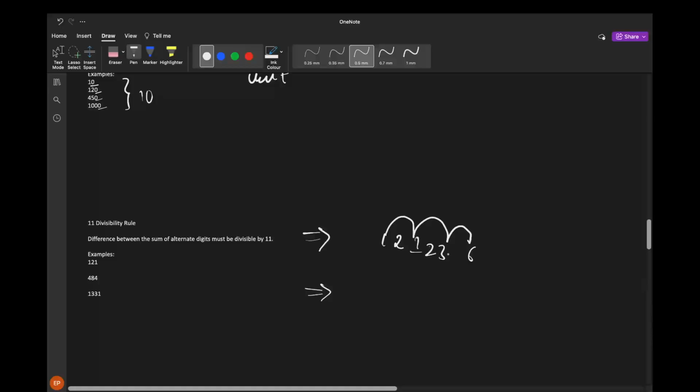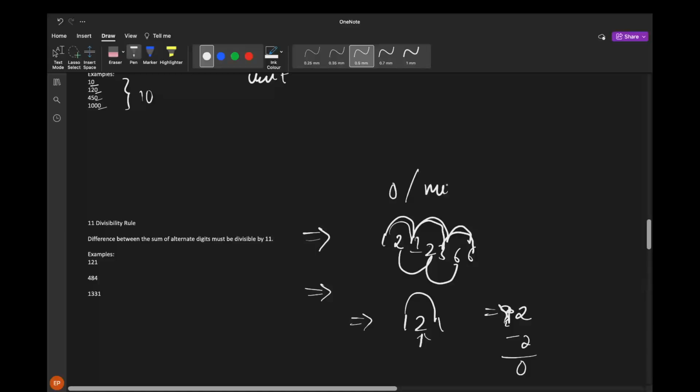Sorry, these are alternate numbers, leaving one number. Like that, if I take 121 as an example, the alternate sum is 2, 1 plus 1, 2, and here we are left with 2. Subtract the two numbers, 2 minus 2, which gives us 0. If it is 0 or a multiple of 11, then the given number is divisible by 11.